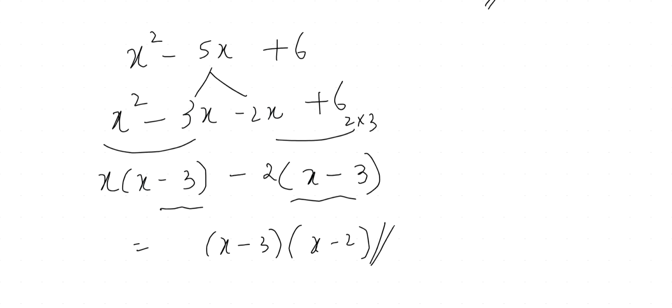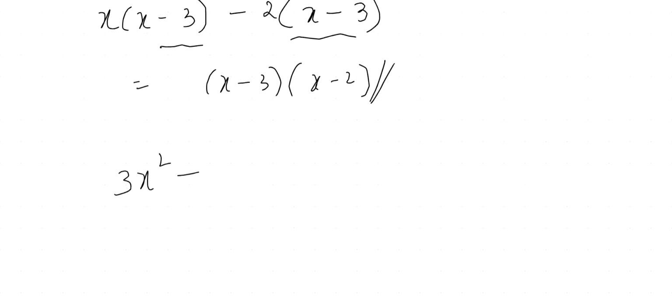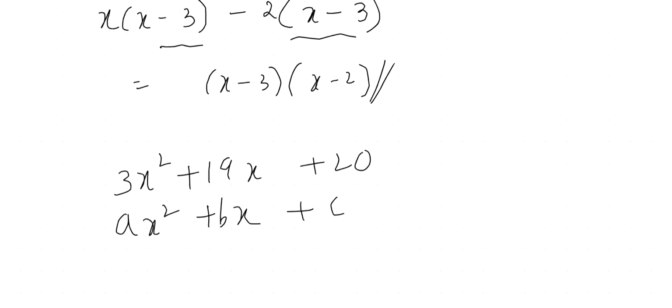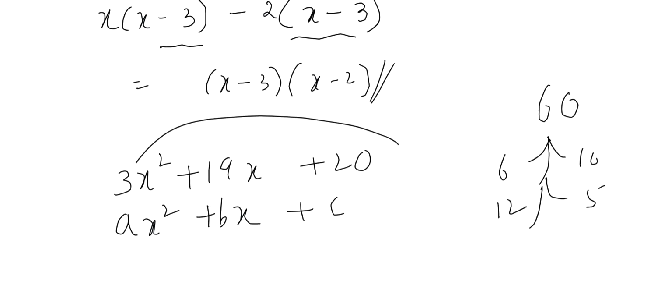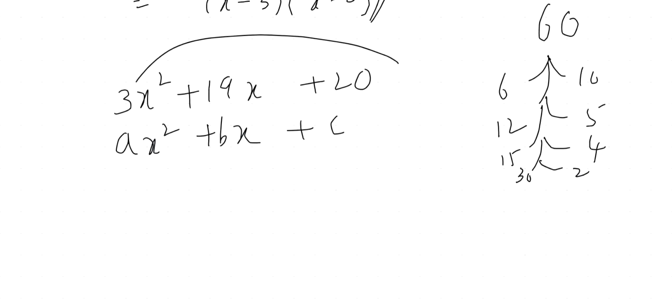Then you can also get questions where you'll have 3x square plus 19x plus 20 and solve by splitting the middle term. So in this case, again, it's of the form ax square plus bx plus c. So what is 3 into 20? 60. So look at the factors of 60. There are multiple ways, but we want that pair which will give me 19, the middle term.